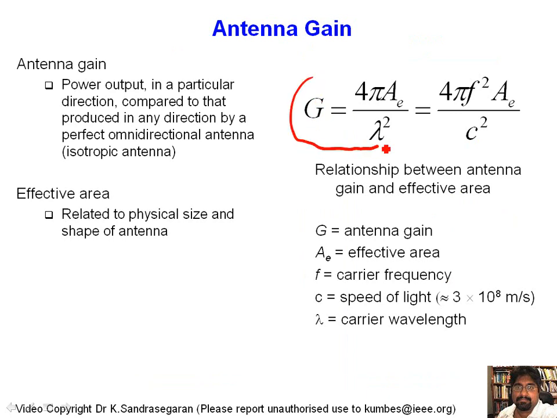Okay, now mathematically, the gain of an antenna is given by this equation here. The gain of an antenna is 4 pi A_e, where A_e is the effective area of the antenna, divided by lambda squared. And in this formula, you can replace the lambda by the wavelength and by the frequency and the speed of light.